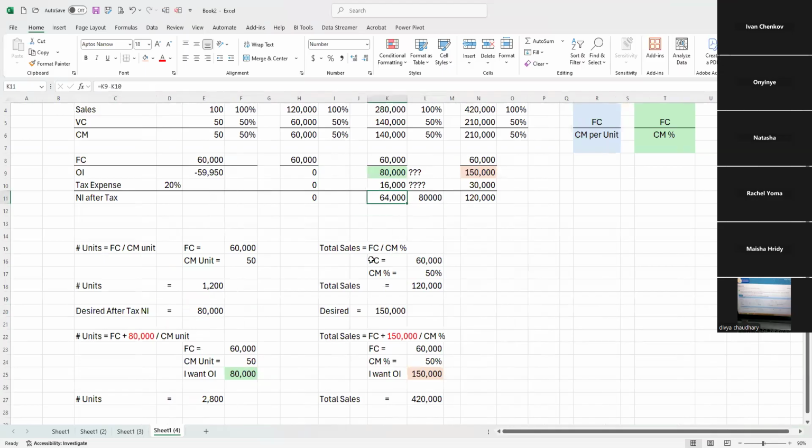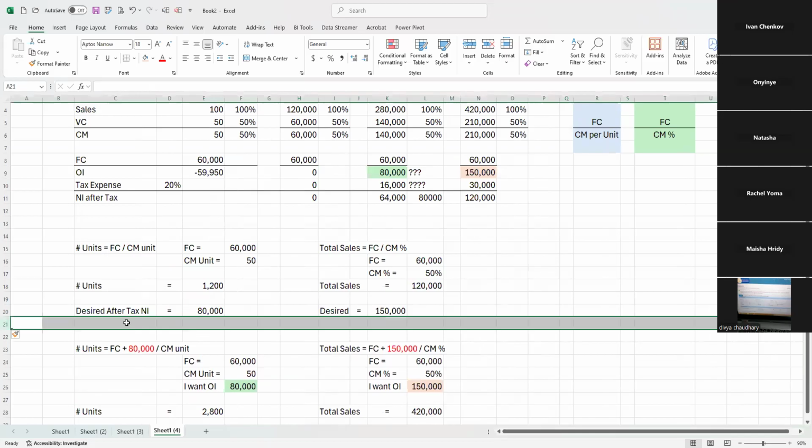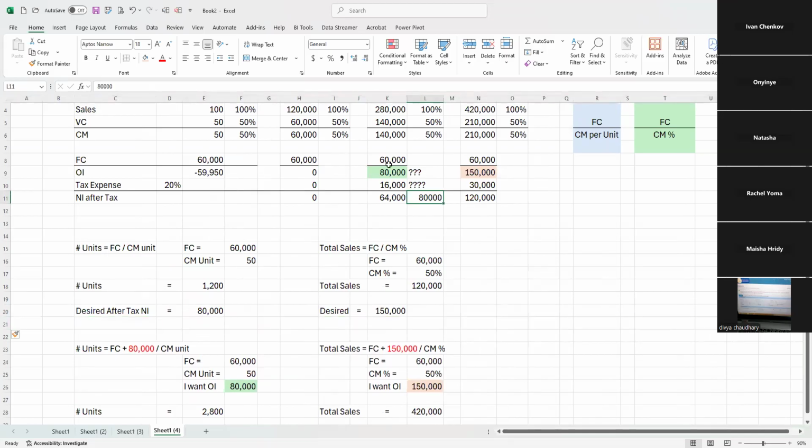How can I do that? Well, first we have to do some small adjustment. What will be the small adjustment? Do I know how to get my net income after taxes?